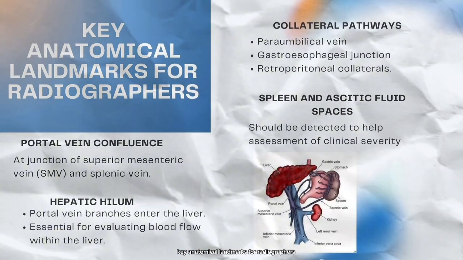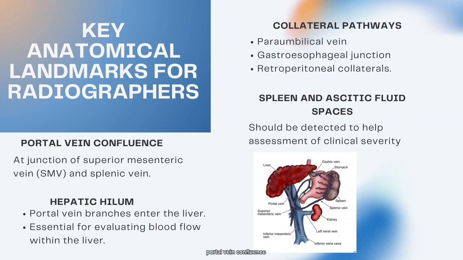Key anatomical landmarks for radiographers. The portal vein confluence is at the junction of the superior mesenteric vein (SMV) and the splenic vein. The hepatic hilum is where portal vein branches enter the liver, which is essential for evaluating blood flow within the liver. Collateral pathways include the paraumbilical vein, gastroesophageal junction, and retroperitoneal collaterals. Lastly, the spleen and ascitic fluid spaces should be detected to help assess clinical severity.